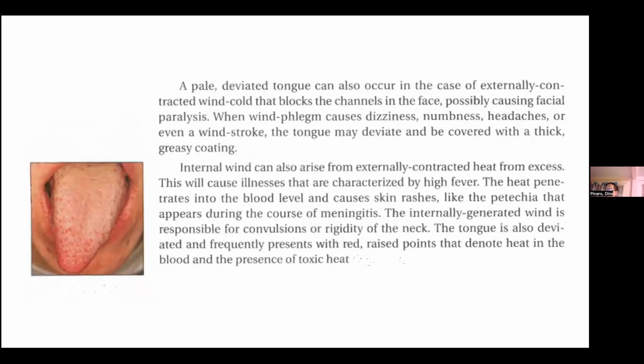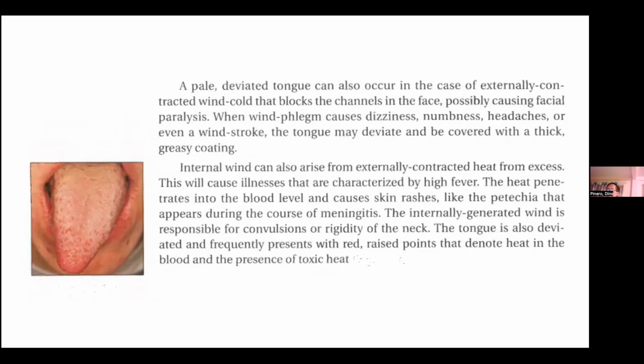Okay. Internally, wind can also arise from externally contracted heat from excess. So, pwede rin sa externally contracted heat from excess. This will cause illness that are characterized by high fever. The heat penetrates into the blood level and causes skin rashes like the petechiae that appears during the course of meningitis. The internally generated wind is responsible for convulsion or rigidity of the neck. The tongue is also deviated and frequently present with red, raised points that denote heat in the blood and the presence of toxic heat.